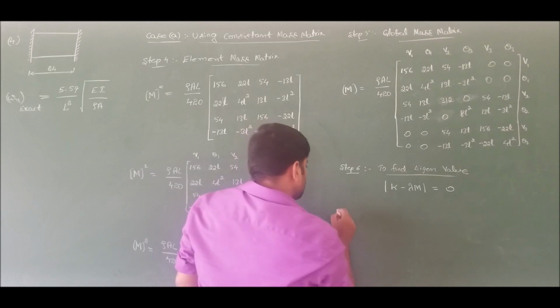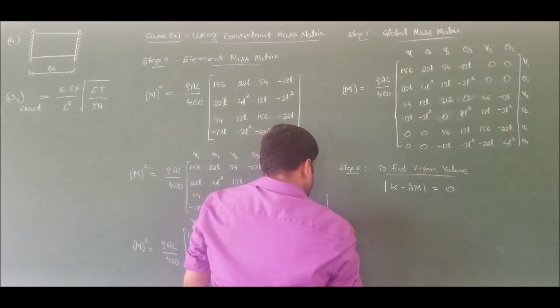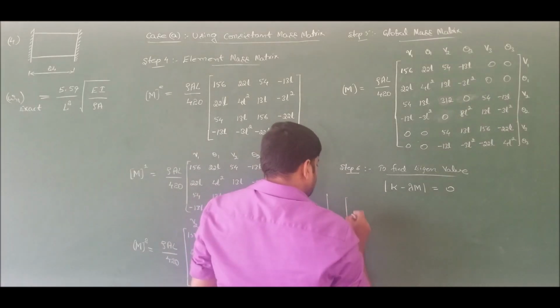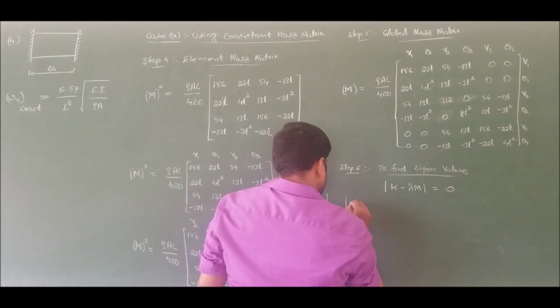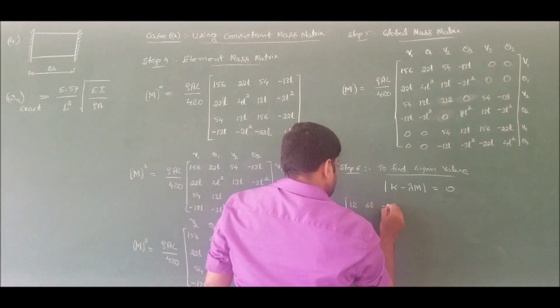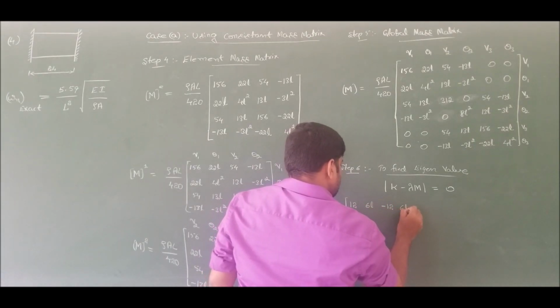So if I fill in the matrix, we have EI by L cube common. The global stiffness matrix is given by 12, 6L, minus 12, 6L.